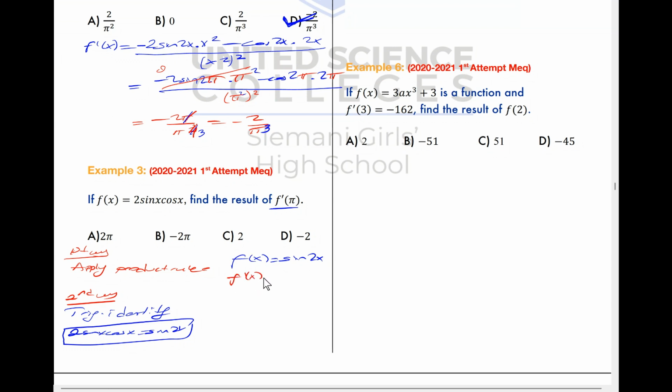So f prime of x equals the derivative of sine, which is the derivative of the angle multiplied by cosine of the same angle. This is my derivative. I need to find the value of this derivative at pi. So just replace your x with pi. So cosine 2 pi is 1. 2 times 1 is 2. The answer is 2, option C.